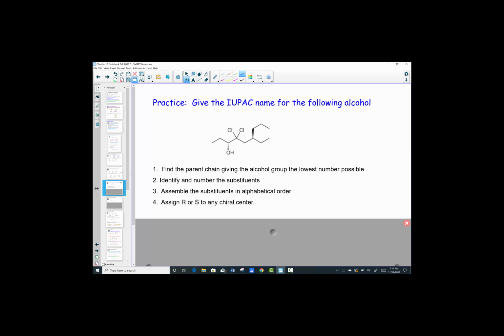Let's practice. Pause the video and just draw this structure and try giving it a name. You're going to find the parent chain that gives the alcohol the lowest number possible. You're going to identify and number those substituents. I see some chlorines there and a carbon chain. Assemble those in alphabetical order and then try to locate any chiral centers, giving them an R or S designation. And when you're ready, come back to the video and check your work.